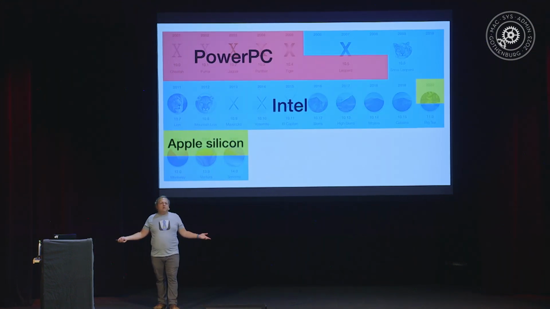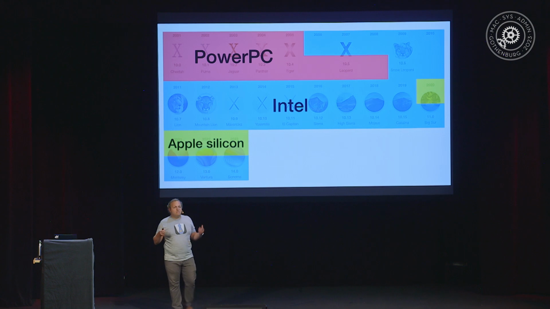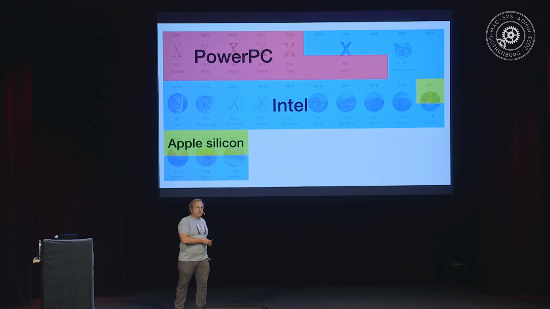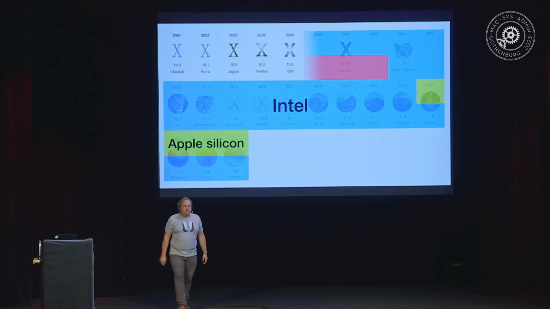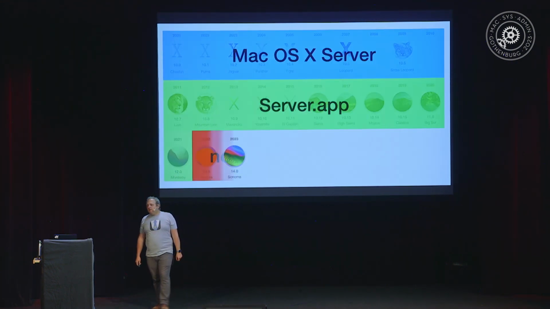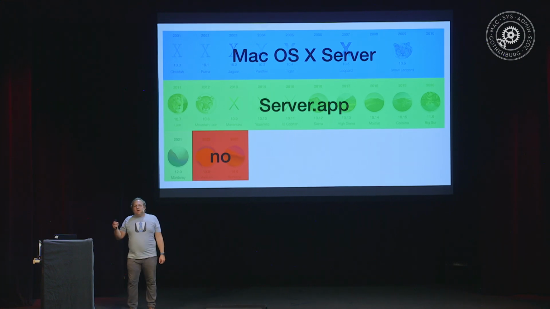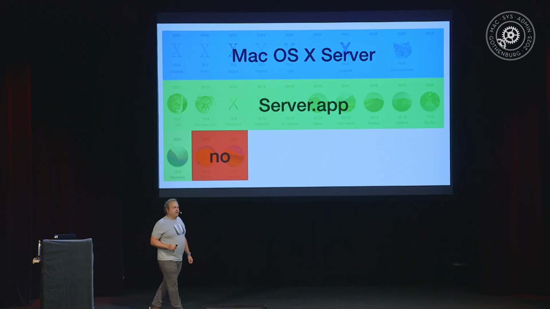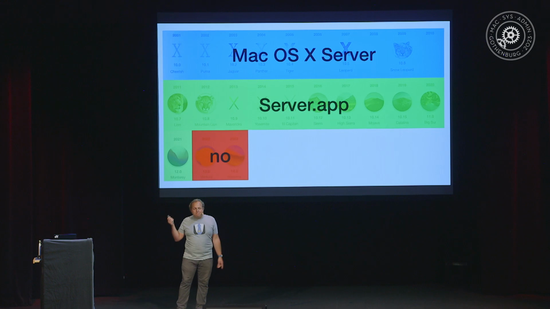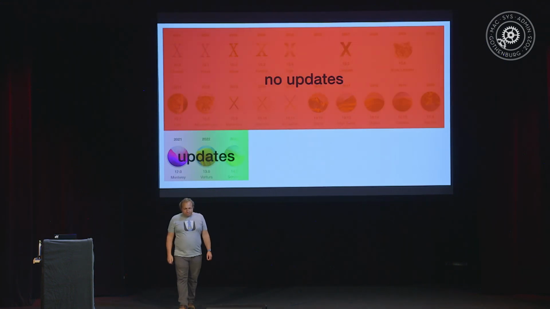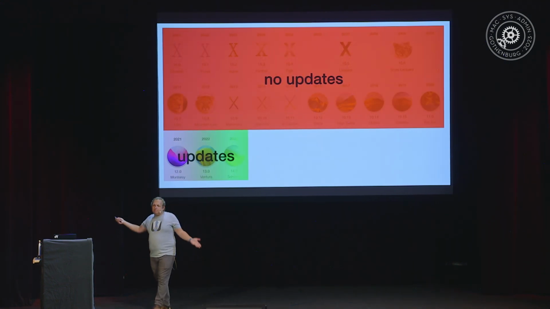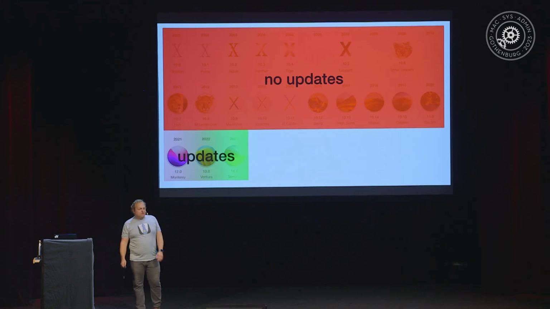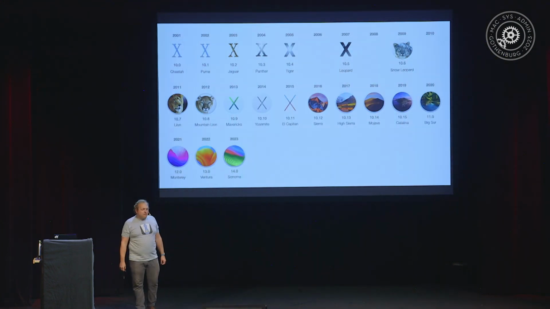Which platform did it run on? The Apple Silicon transition is going on for longer than the Intel transition took. I found that actually quite interesting. Hadn't considered that. The server app existed for longer than macOS Server as a standalone operating system did. I hadn't thought about that. Yeah, and which one gets updates and which one doesn't, kind of, sort of.